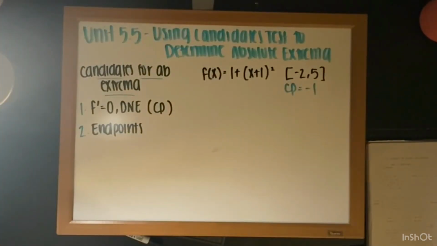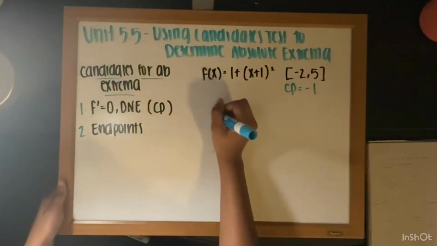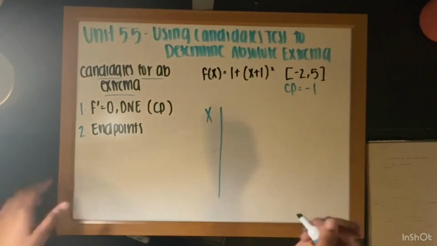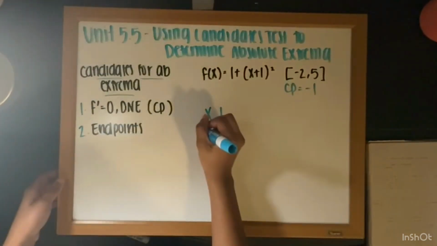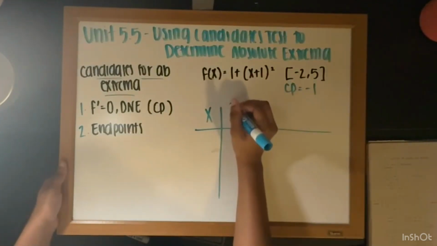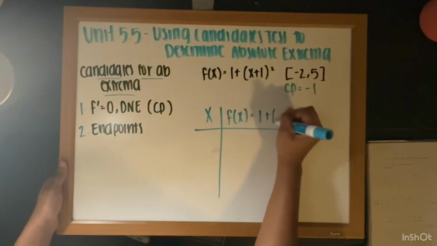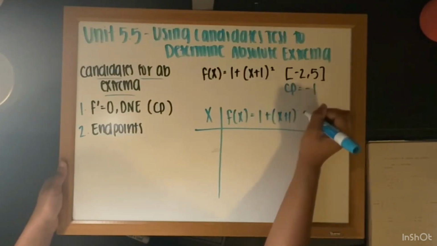Now that we have found our critical point, we have to set up a table. This table would look like x on one side, and our original equation, our f of x, on the other side. So our original equation is f of x equals 1 plus (x plus 1) to the power of 2.